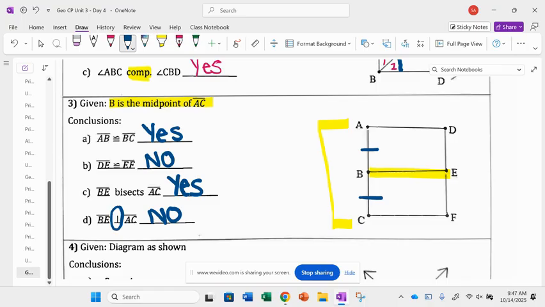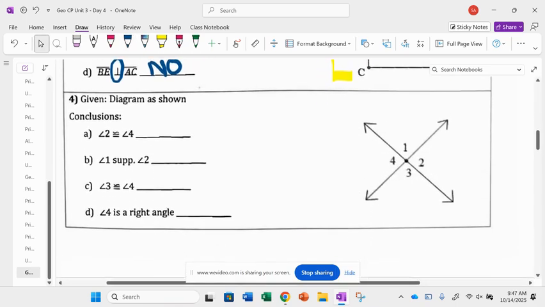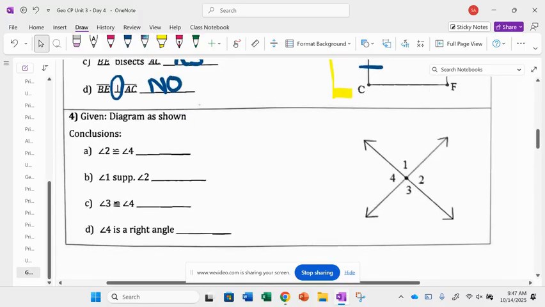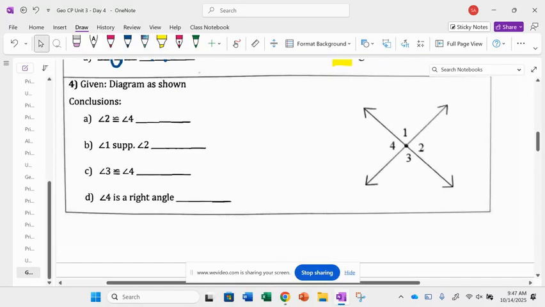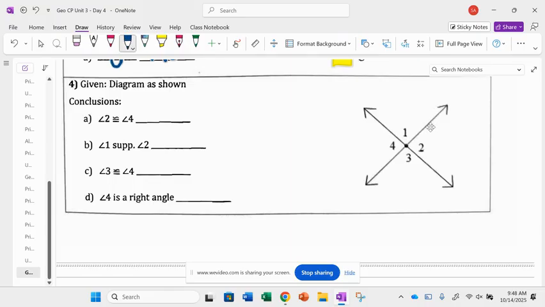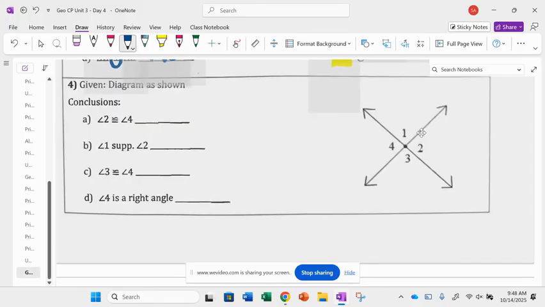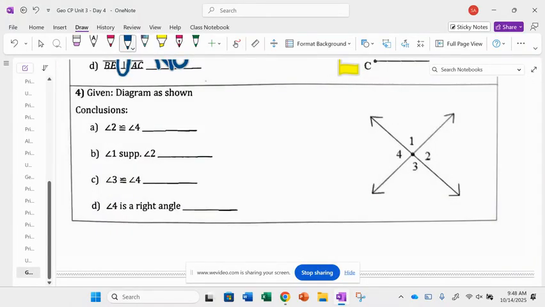Perpendicular means where two lines cross to make right angles. Okay, so here we're saying, again, based on the given information, can we make these conclusions, yes or no? So it says diagram as shown, so we're just going off of the diagram. Can we say that angle 2 is congruent to angle 4? Yeah, what kinds of angles are those? Who remembers? Vertical angles. And are vertical angles always congruent? Yes. So this is a yes.